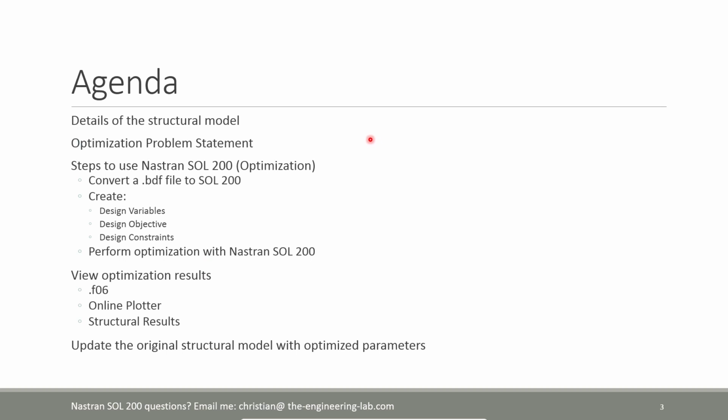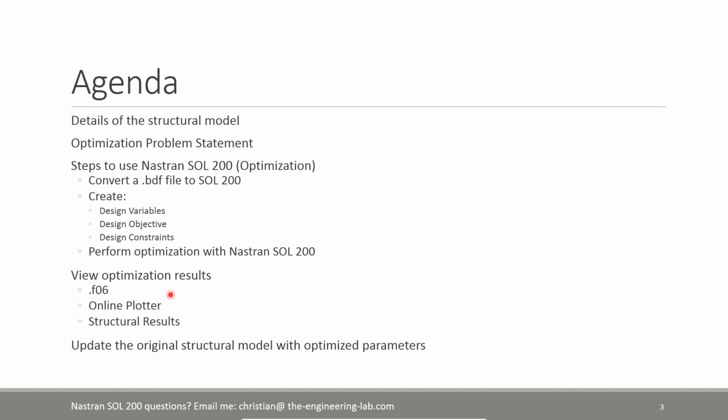Now how are we going to obtain this new optimized model? I'm going to briefly discuss how this structural model is configured. I'm going to then specify what the optimization problem statement is. Then I'm going to walk you through each step you need to take in order to convert your BDF file to Solution 200. I'm going to talk about how to specify your design variables, your objective and constraints, and how to perform the optimization. Then after that, we're going to look at the results.